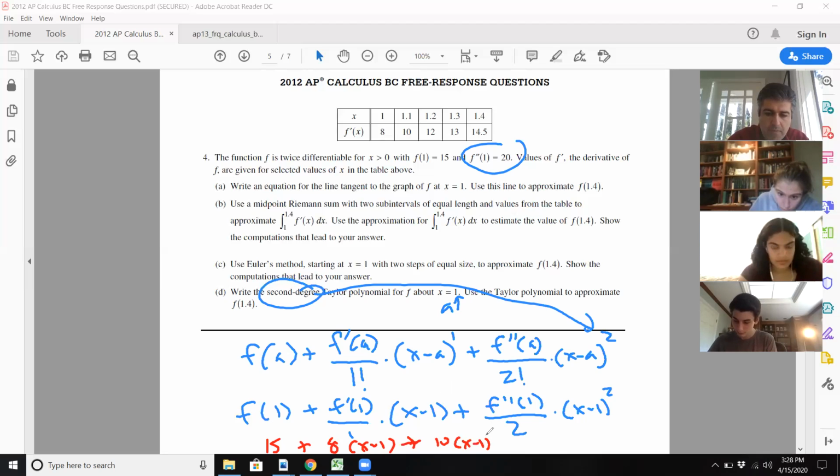X minus 1 squared. If you leave your answer like that, it's totally fine. And actually, I'll give you 1 point for doing that polynomial correctly. Then you just got to plug in 1.4 into that. That's all.